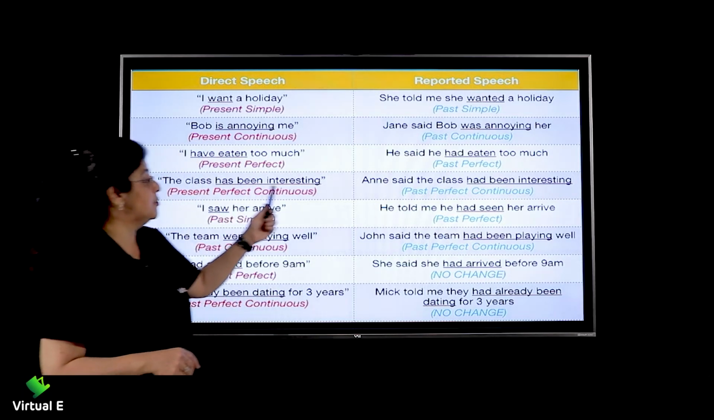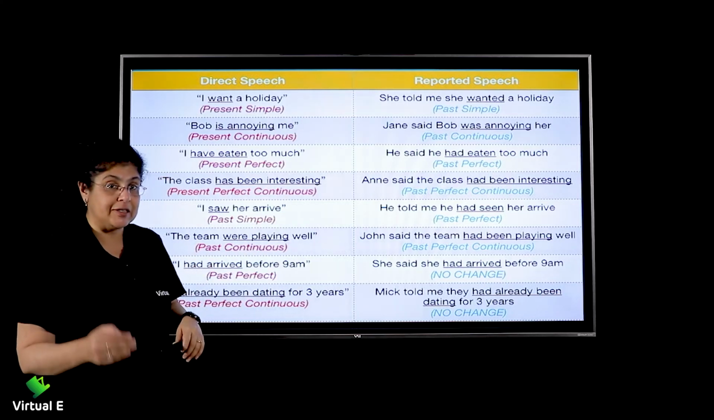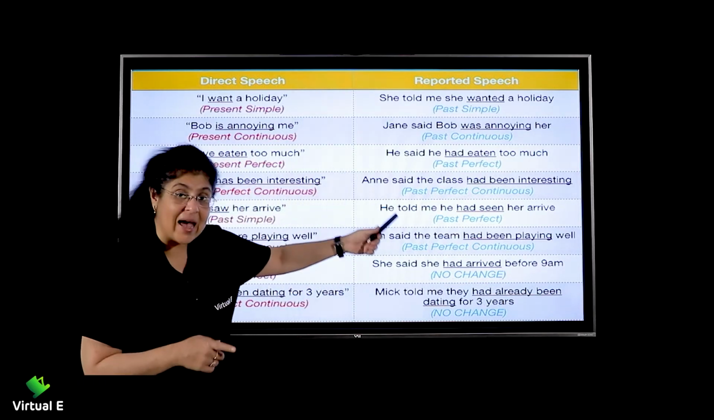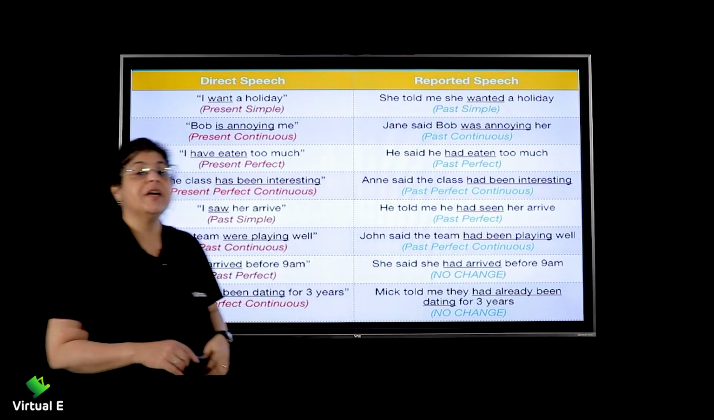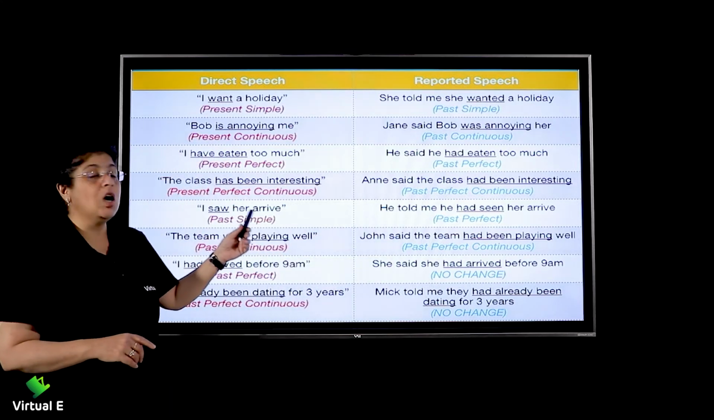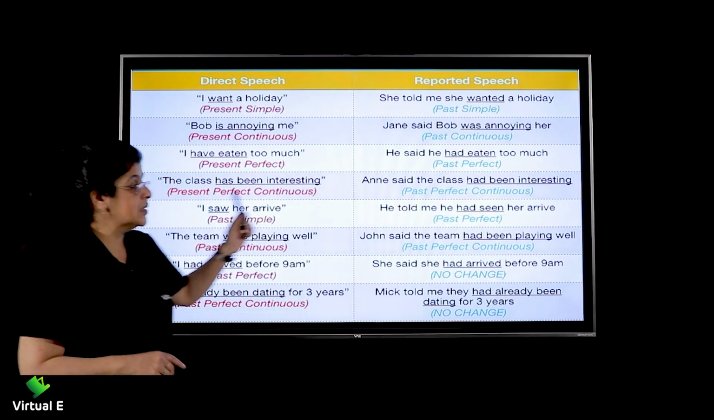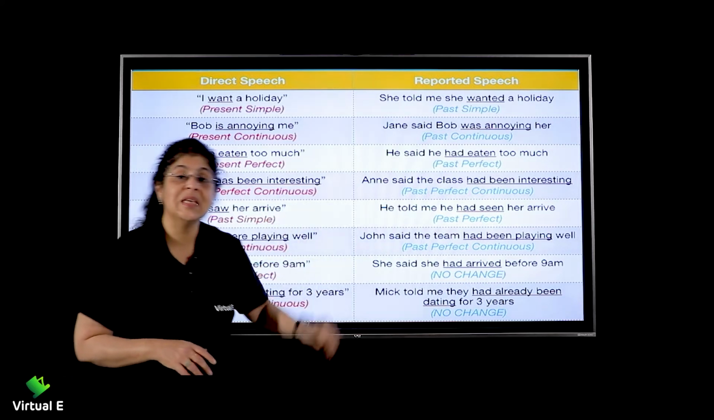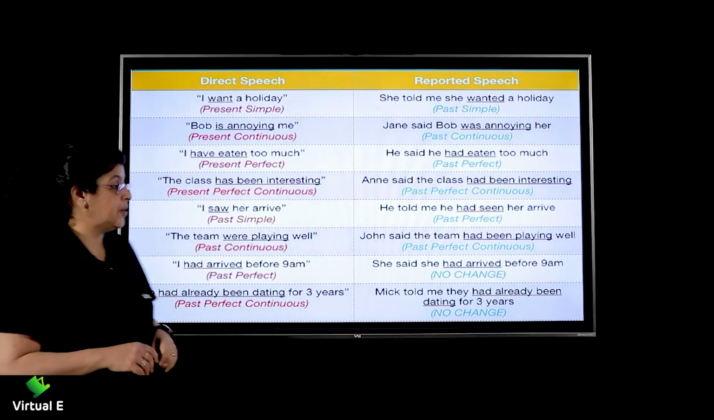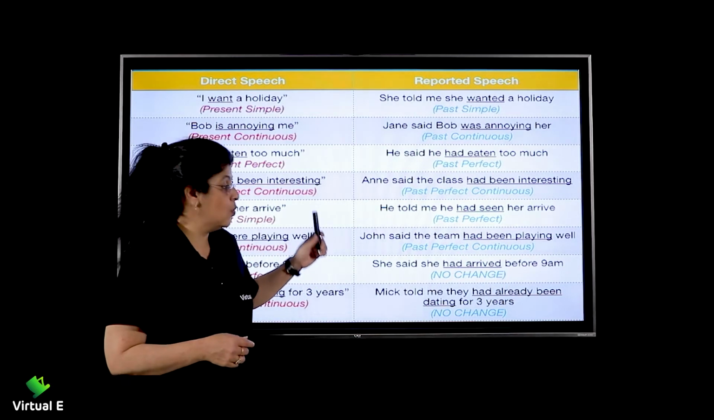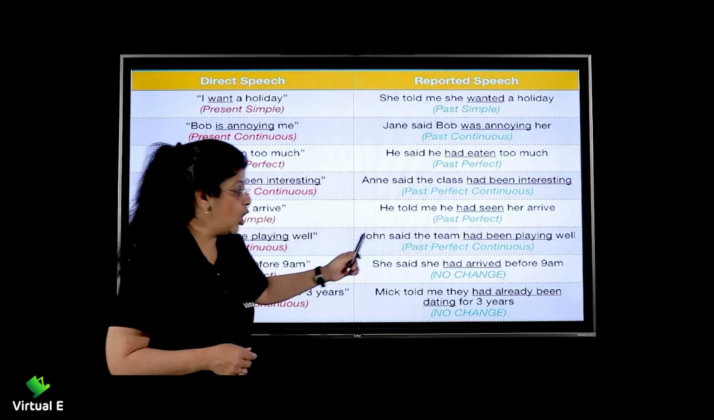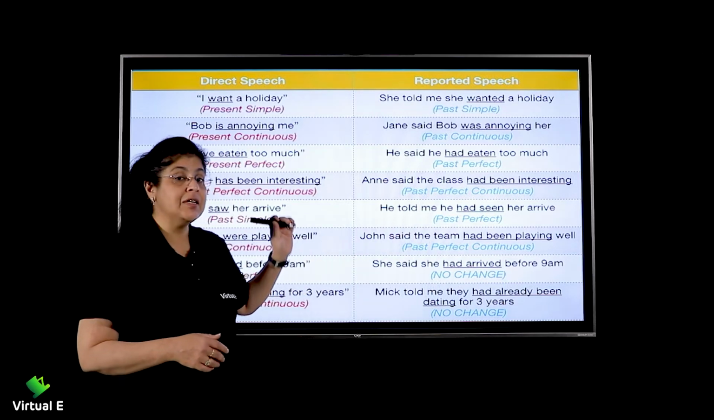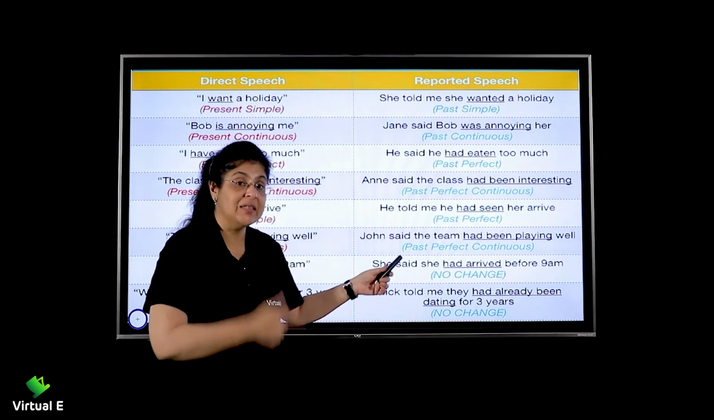"The class has been interesting." Now, this is present perfect continuous. "Anne said that the class had been." Now, has becomes had. That's it. Past perfect continuous. "I saw her arrive." Simple past. "He told me he had seen." So, saw becomes had seen. Again, that's past perfect. "The team was playing well." "John said the team had been playing well." Now, had been, past continuous becomes past perfect continuous.